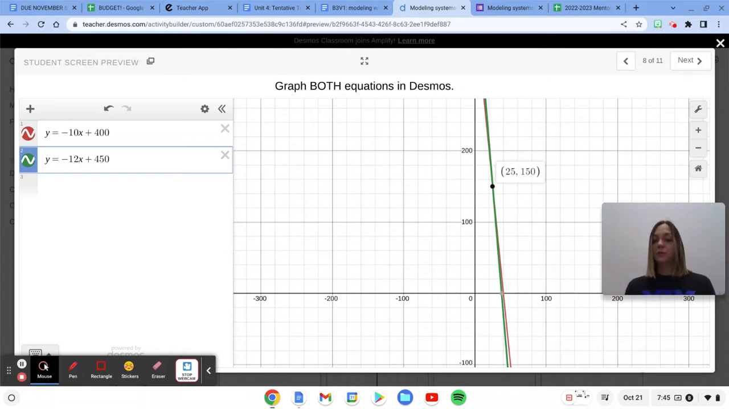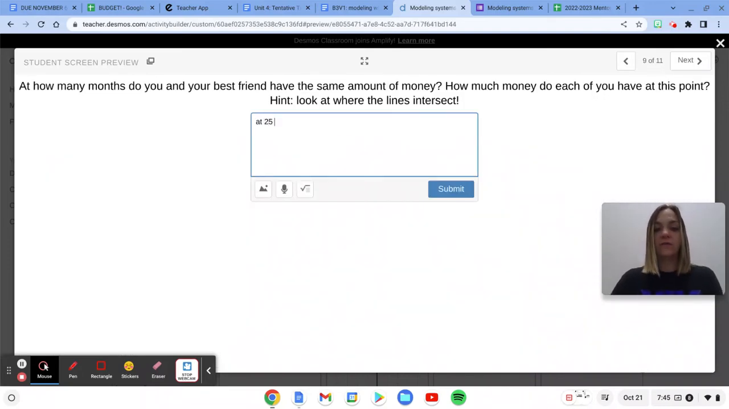So I'm just going to type that. At 25 weeks, both people have $150.